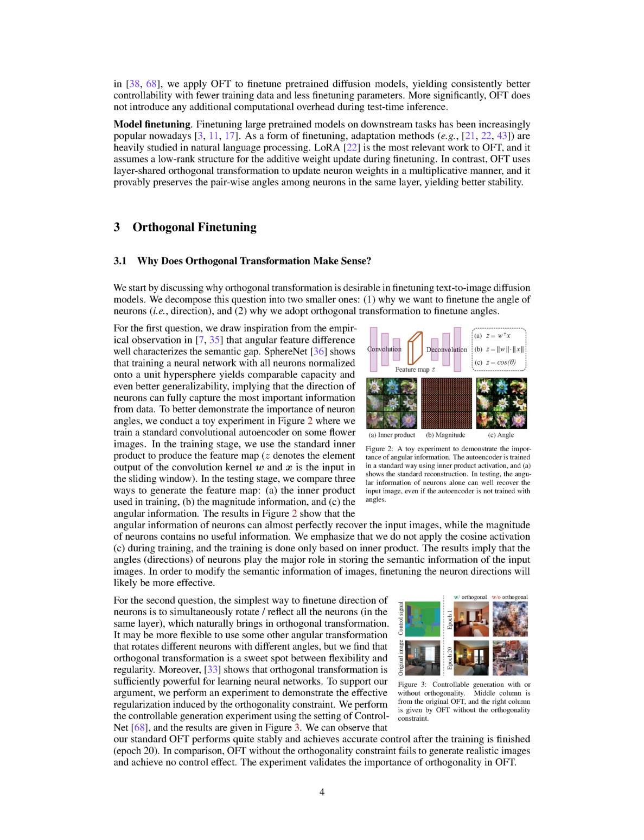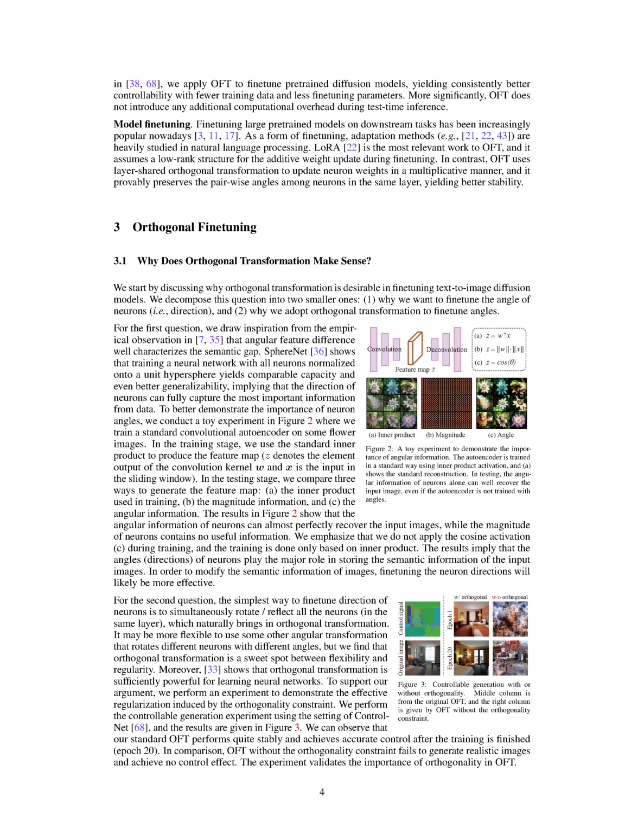Section Summary. The section discusses various approaches to text-to-image generation, including diffusion models, subject-driven generation, and controllable generation. COFT is a model-agnostic fine-tuning approach that can be applied to any text-to-image diffusion model, and it uses layer-shared orthogonal transformation to update neuron weights in a multiplicative manner, which yields better stability. COFT also achieves better controllability with fewer training data and less fine-tuning parameters, without introducing any additional computational overhead during test time inference.